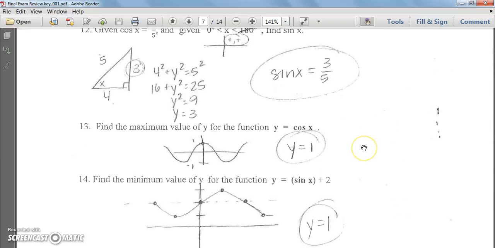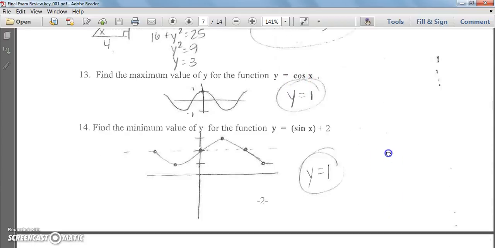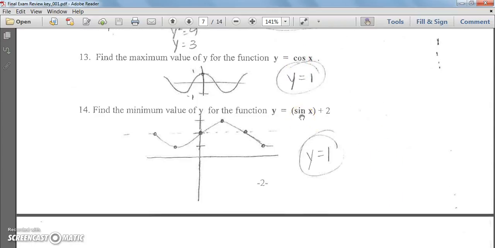Cosine, the max value is 1. It goes from negative 1 to 1, usually. Max is 1. Find the minimum value here. Sine of x, usually the lowest value is negative 1. Now I add 2 to that. Negative 1 plus 2, 1.